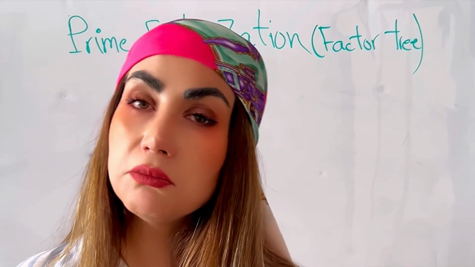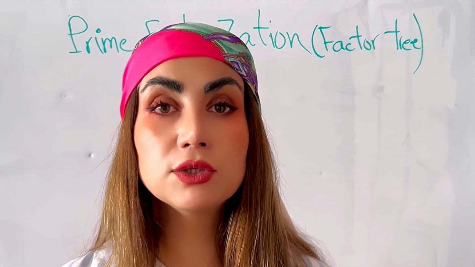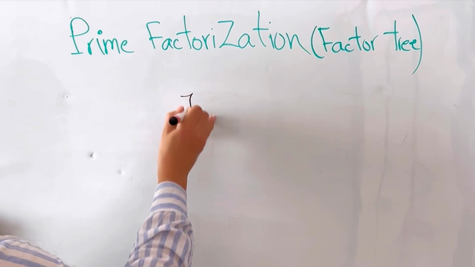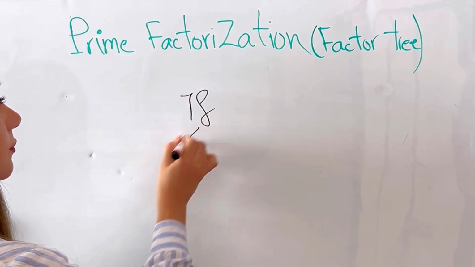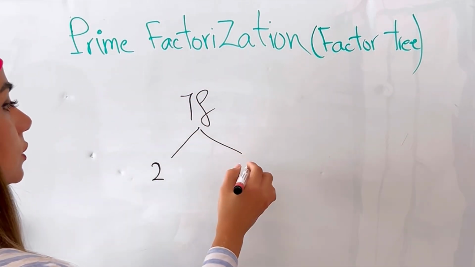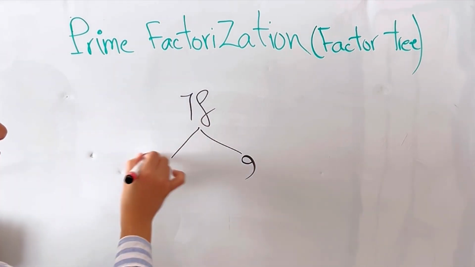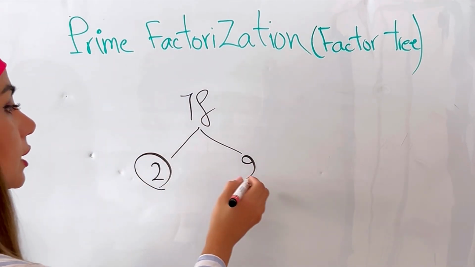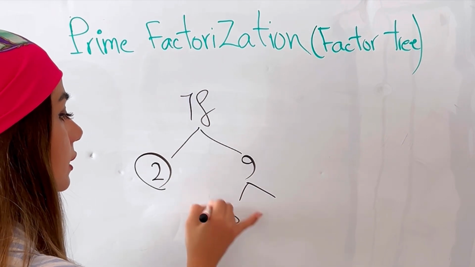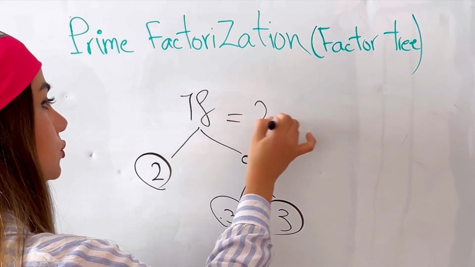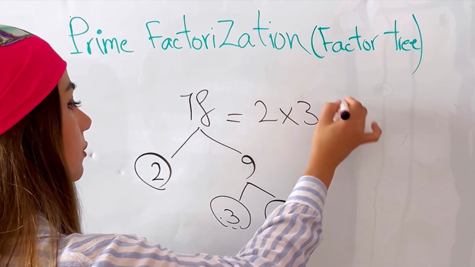Prime factorization means breaking a number into prime numbers only. As an example, we can break 18 using a factor tree into 2 and 9. 2 times 9 equals 18. 2 is prime. 9 is 3 times 3. So 18 is 2 times 3 times 3.